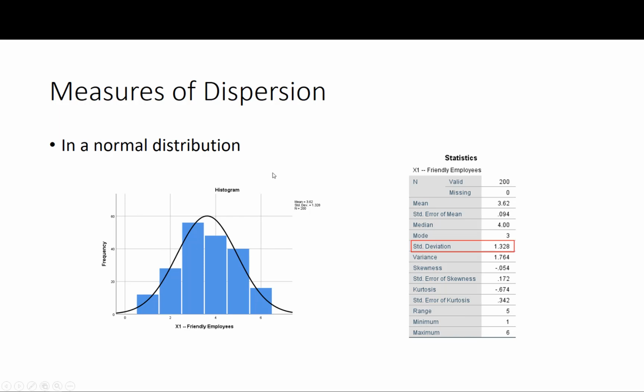So if we look at our histogram, we have our standard deviation of 1.328. What that would suggest is that we have a slightly more distributed sample than a normal distribution would suggest. So one standard deviation would be 95% of our respondents would fall within one standard deviation, whereas we are at 1.328 standard deviations where you'd have 95%.